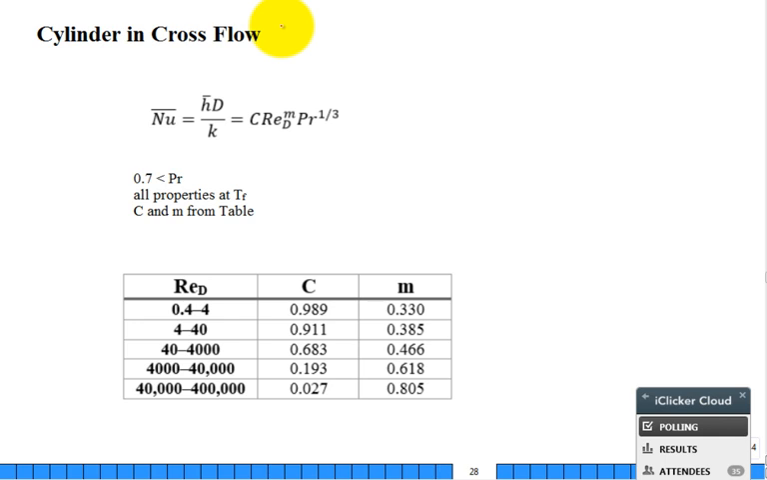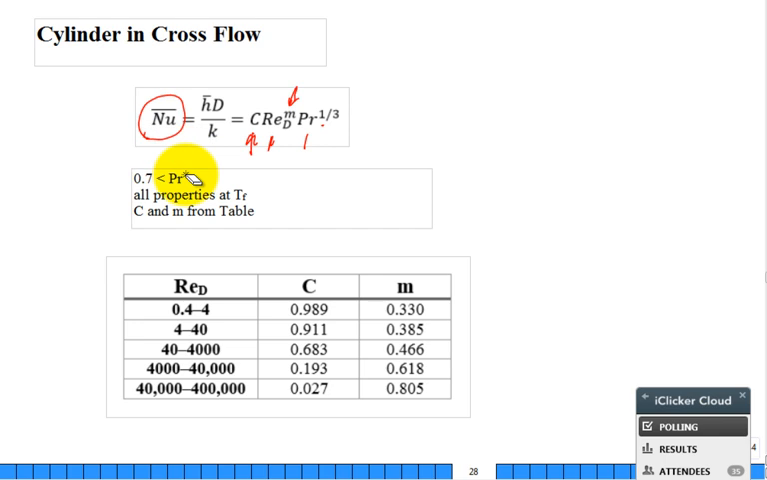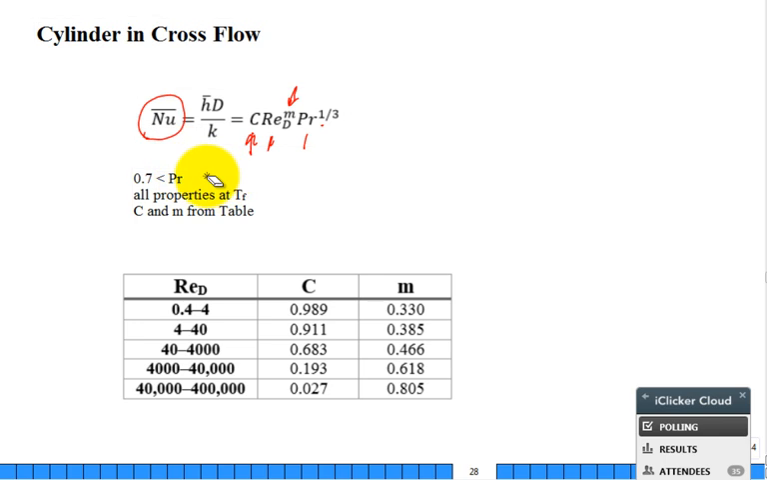So here's our cylinder in cross flow. You're looking for Nusselt. What's that bar on top mean? Average. And then you have a constant C times Reynolds to an exponent m, times Prandtl to the 1/3. It's good for this range of Prandtl number, which is good. Hey, what's the Prandtl number of air? About 0.7 or a little higher. You evaluate all your properties at T sub f. What is the name of T sub f? Film temperature.